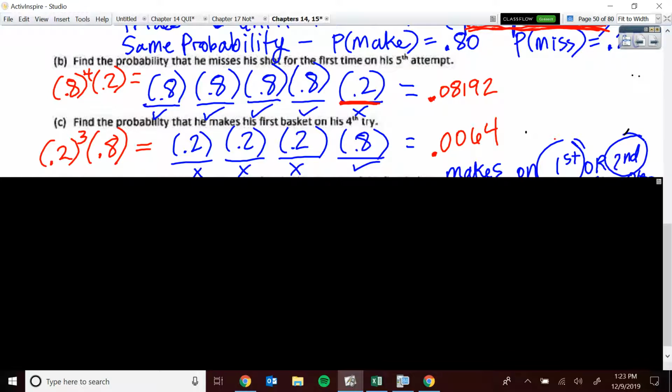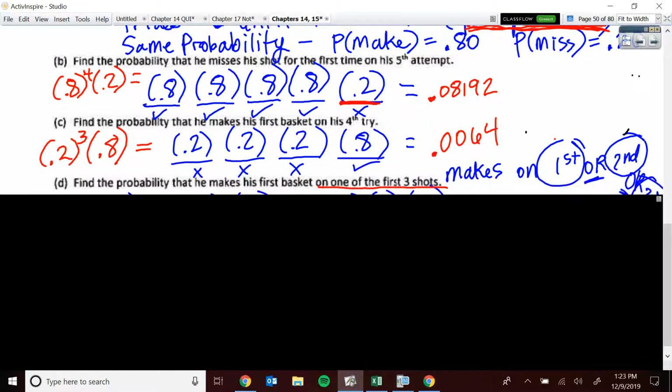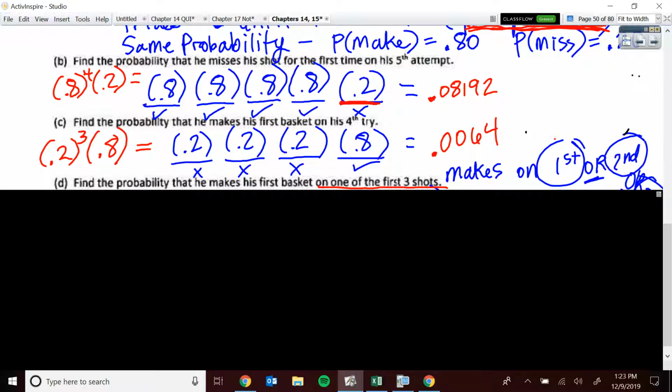Okay. Now, here seems to be the one we were struggling with. You want to make it on one of the first 3 shots. So, how would I write out making it on the first shot? No, just 0.8. How would I show making it on the second shot? 0.2 times 0.8.